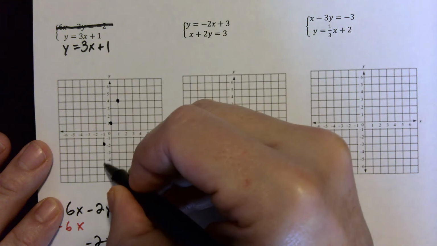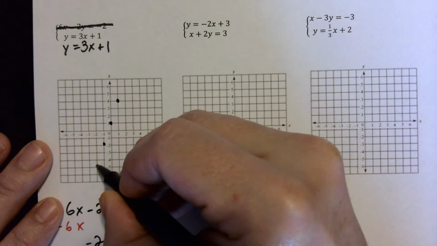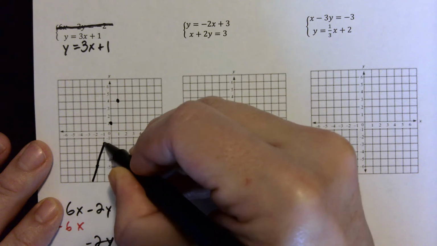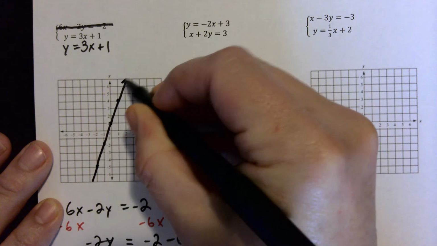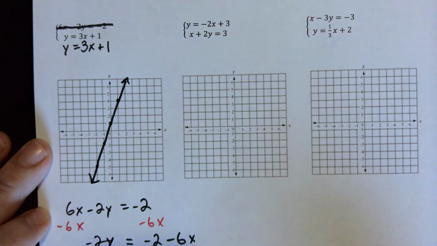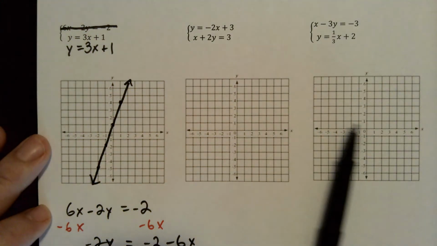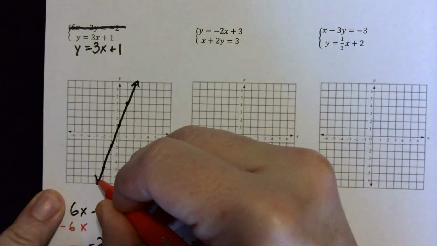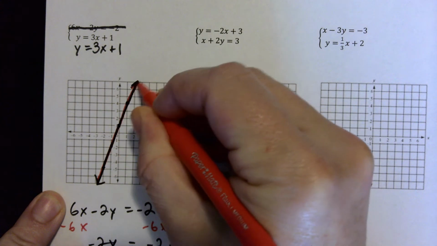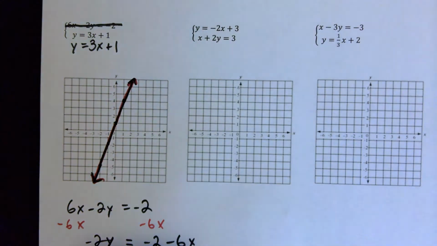Let's see, 1, 2, 3. Okay, so that should be enough. Okay, so that is both lines. That's what that graph would look like. Okay, and we can just say it has infinitely many solutions since both of these graphs are going to be the same line. Okay, so that is one possibility.